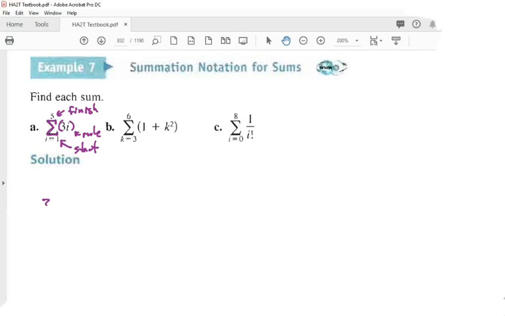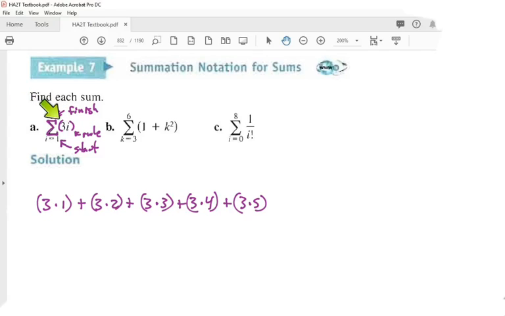First I plug in 1, so I get 3 times 1. Plus. And then I plug in 2, 3 times 2. Plus. Then I plug in 3, 3 times 3. Plus. And then I plug in 4. Plus. And then I plug in 5. And then I'm done. How come I stop at 5? That's what it tells me to finish at. So I do this rule 5 times: 1, 2, 3, 4, 5. Then we get 3 plus 6 plus 9 plus 12 plus 15.